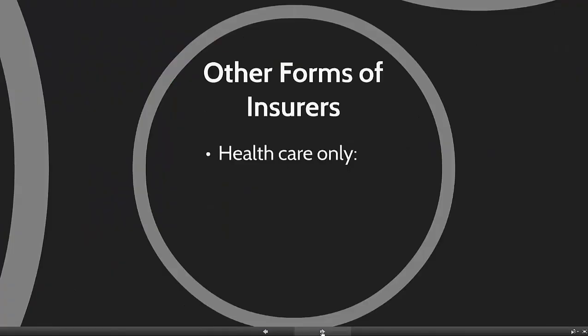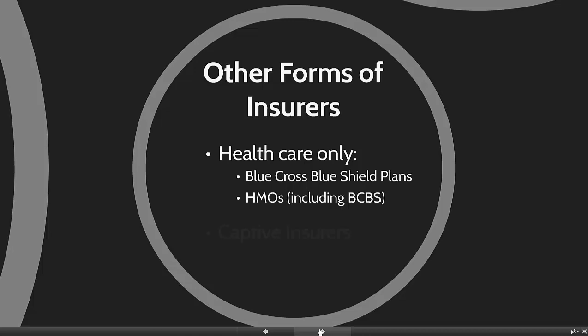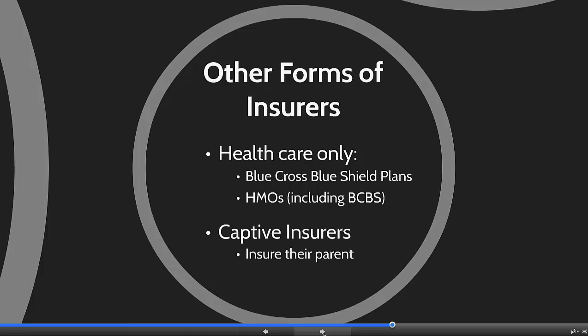And then there are a few other forms of insurers that are worthy of mention. The first, healthcare only Blue Cross Blue Shield plans, are very much like typical insurers. Some are for profit and others are not for profit. And HMOs, health maintenance organizations, including Blue Cross Blue Shield. We'll talk more about these organizational forms when we talk about healthcare toward the end of the semester. And then there are captive insurers, which are insurers whose sole purpose is to actually insure their parent company.